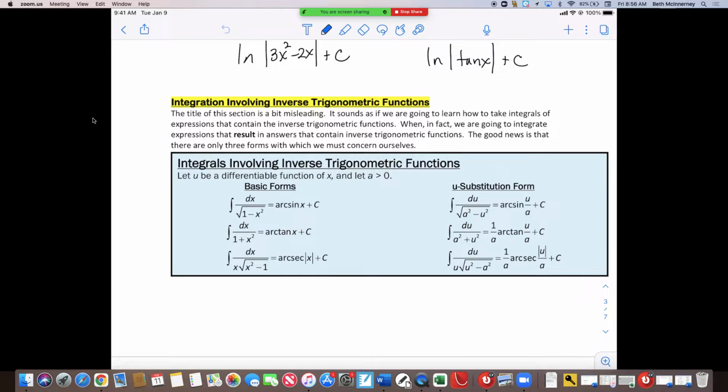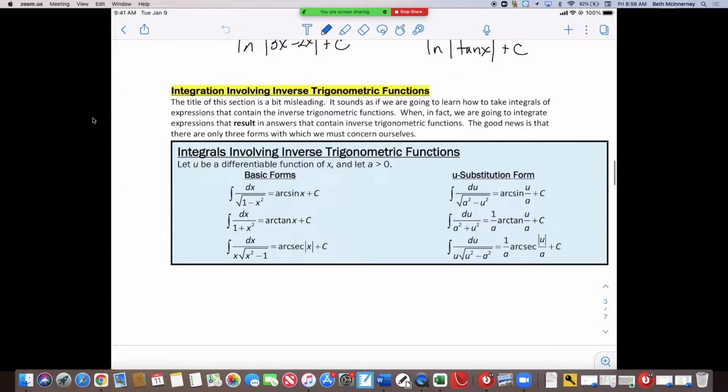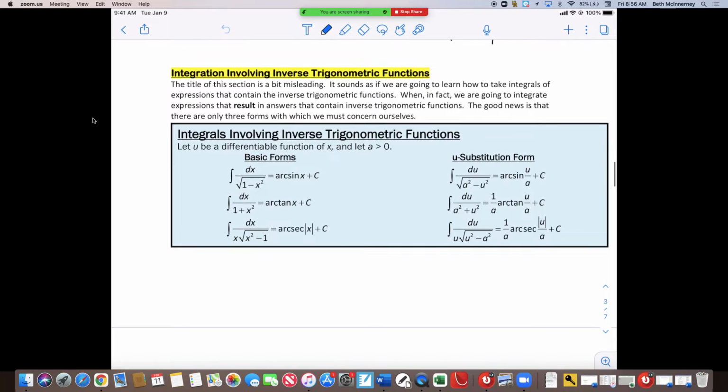Integration involving inverse trigonometric functions. The title of this section is a bit misleading. It sounds as if we're going to learn how to take integrals of expressions that contain the inverse trigonometric functions, when in fact we're going to integrate expressions that result in answers that contain the inverse trig functions. The good news is that there are only three forms with which we must concern ourselves.